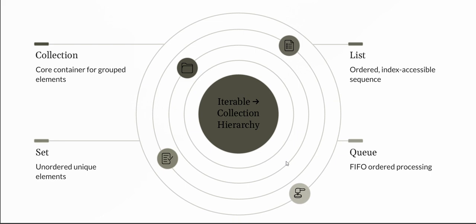Queue is for processing on the FIFO principle. FIFO means first in, first out. It is the principle of queue for processing items in order. And sitting off to the side, we have the map interface. This is for key value pairs like a dictionary.